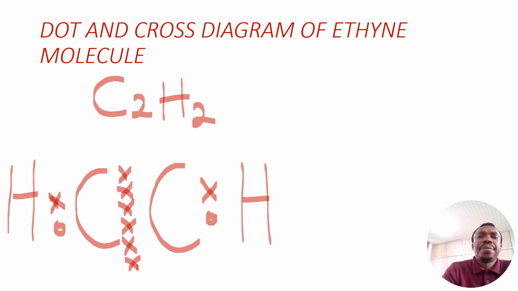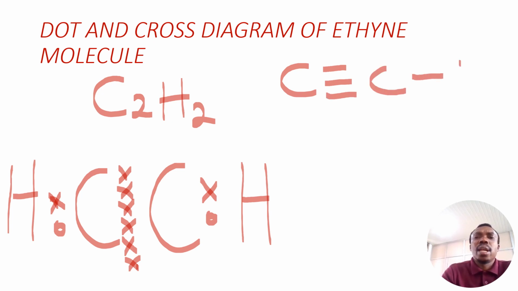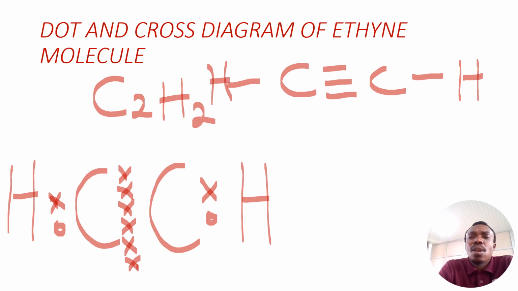It will be carbon, triple bond carbon, single bond hydrogen, single bond hydrogen. The triple bond is an indication that each of the carbon atoms contributes 3 electrons for the bond formation, while the single bond is an indication that each of the atoms contributes 1 electron for the bond formation. Carbon contributes 1, hydrogen contributes 1. That's why we have the single bond here. This carbon contributes 1 electron, hydrogen also contributes 1. We'll have a single bond here. We'll have a triple bond here. Carbon contributes 3, the other carbon contributes 3.